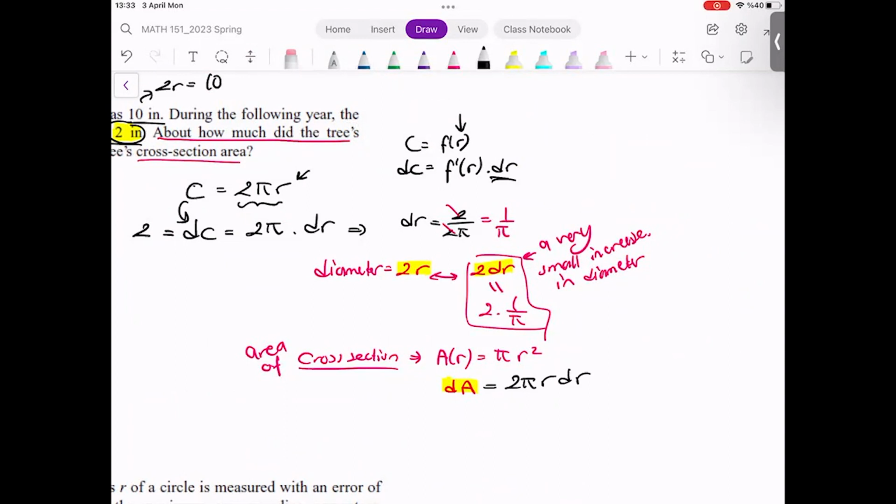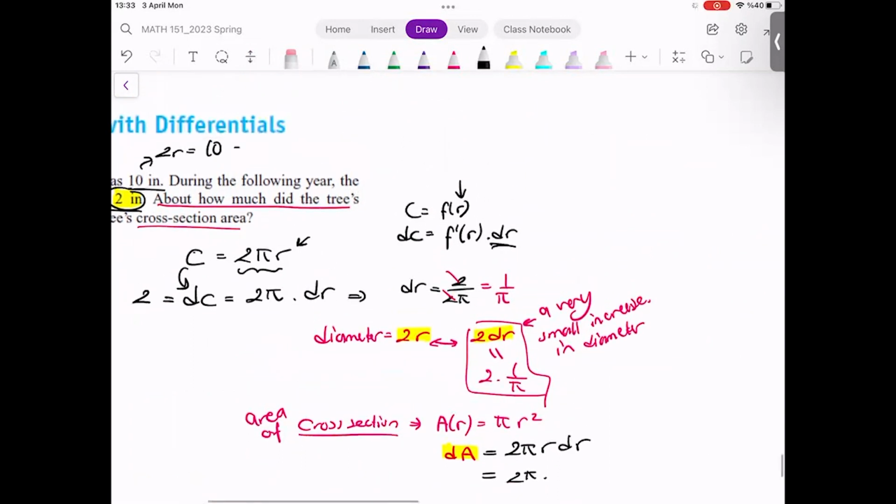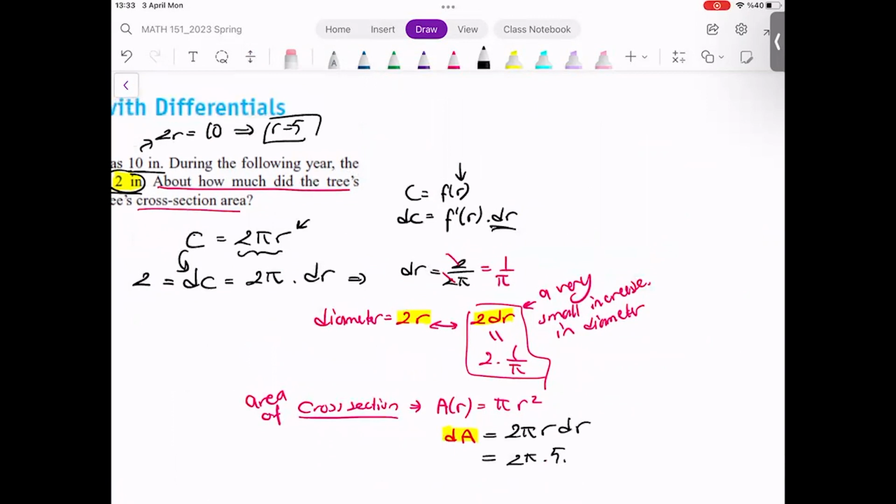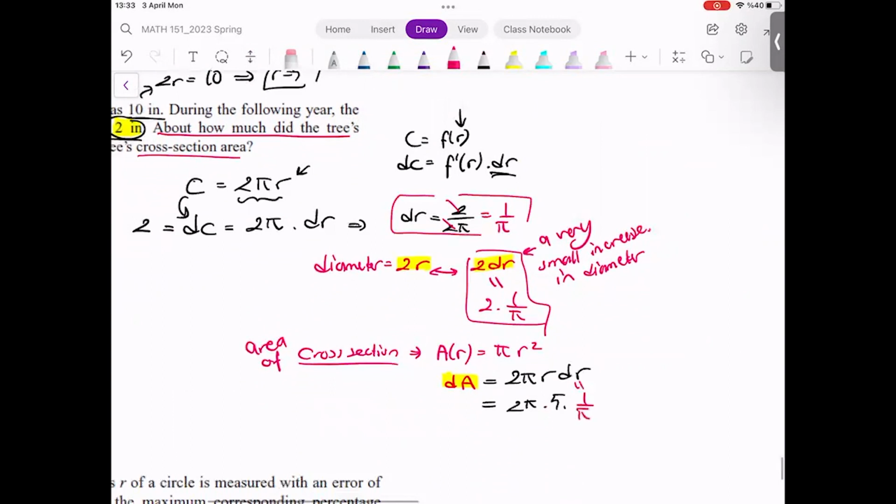Let's insert the values that we already know to compute this quantity. 2 pi, the diameter is 10, so the radius is 5. And what is dr? It is computed here. dr is 1 over pi. So the result here is, you can simplify the pi's, and dA is 10 inch. In a year, the cross-sectional area increased 10 inch.